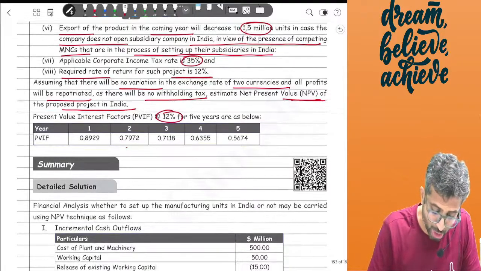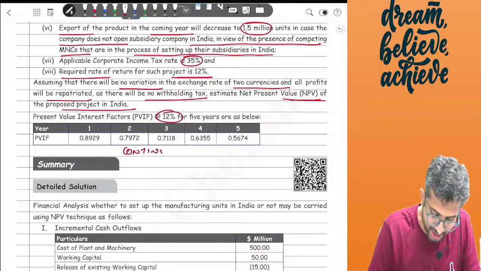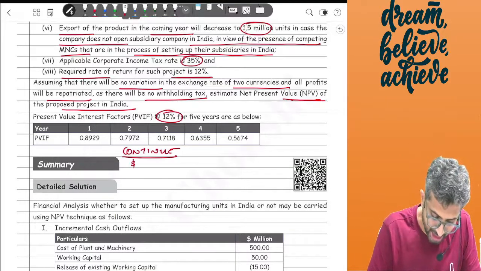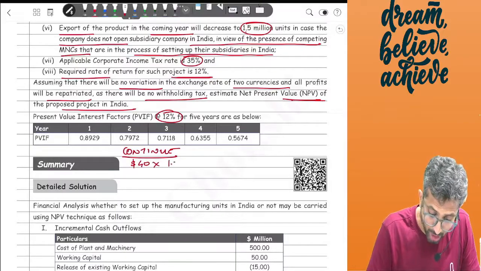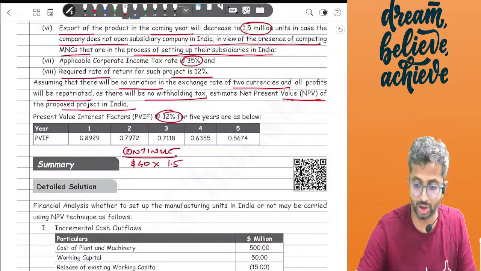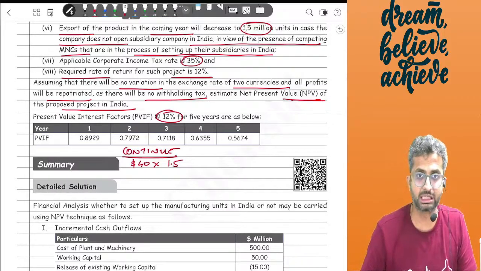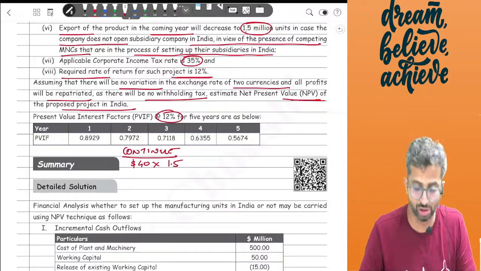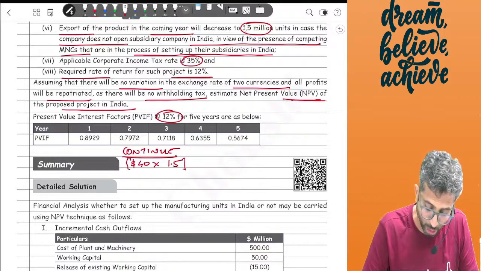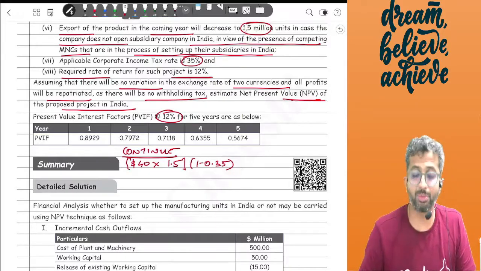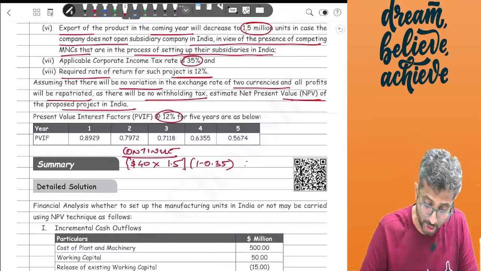So one option is you continue with the existing project for which you don't have to make any investment, and hence 80 minus 20 that is equal to 40 will be the profit. Going forward there will be 1.5 million units. So basically 40 into 1.5 is going to come to 60. 60 will be the profit in each year. However, profit is subjected to tax. So this is into 1 minus 0.35, and hence 60 into 0.65 will be the after tax. That is 39 will be the cash flow.